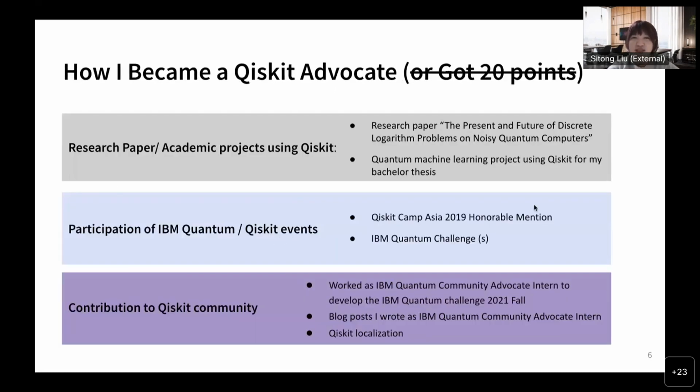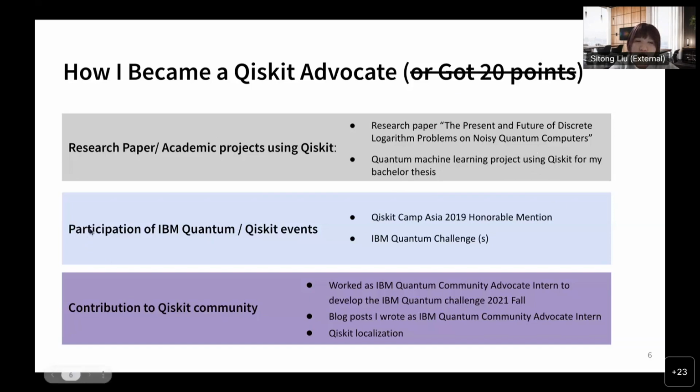And this is about how I became a Qiskit advocate, or how I got my 20 points. I have categorized them into three categories. The first one is research paper and academic project using Qiskit. About the paper I have published, and also, as I said, I have done my bachelor thesis related to quantum machine learning, which also used Qiskit.